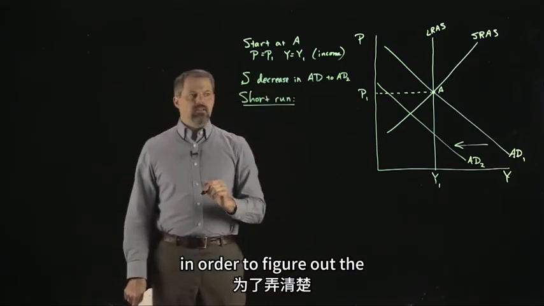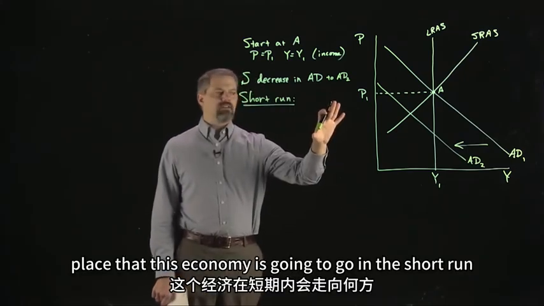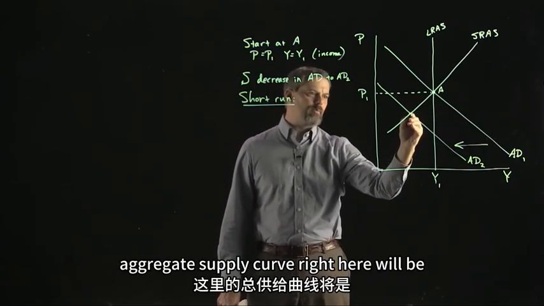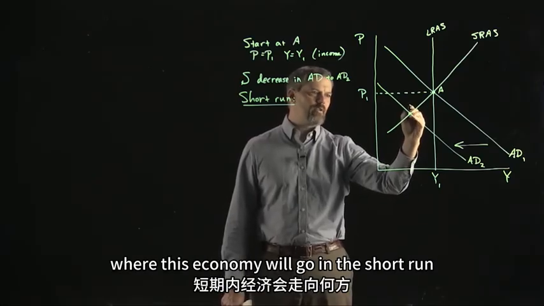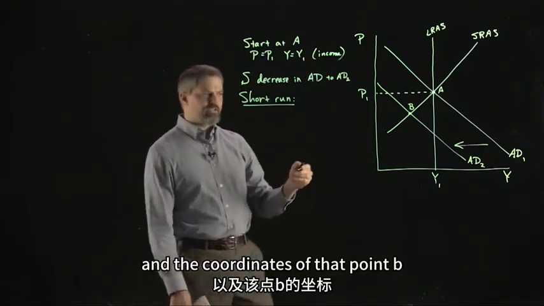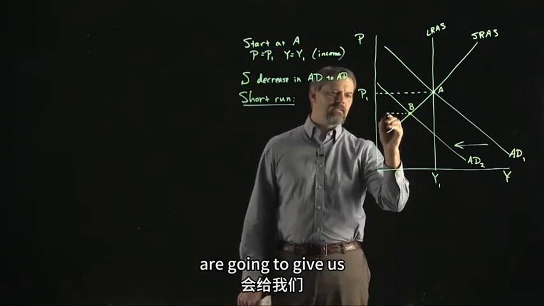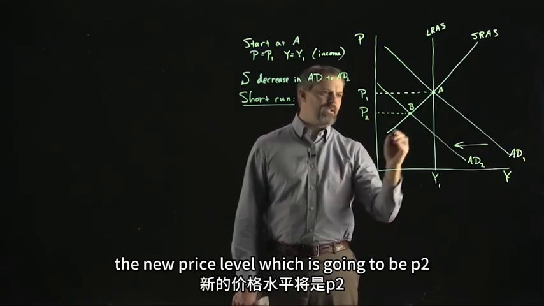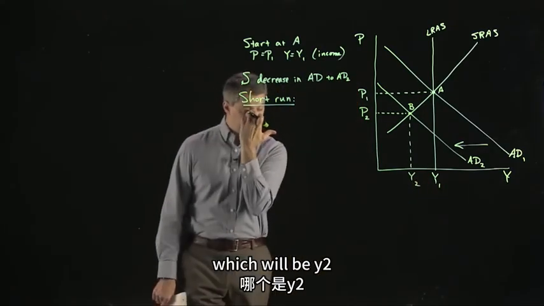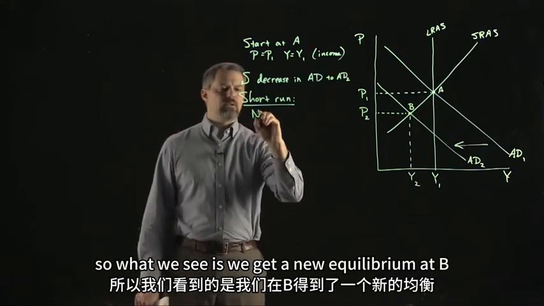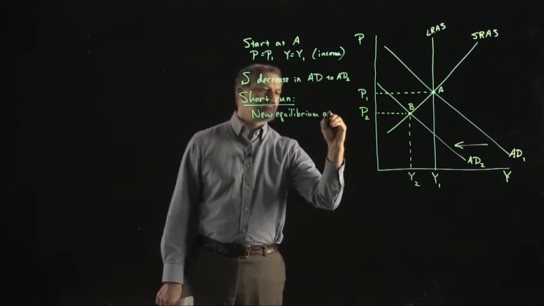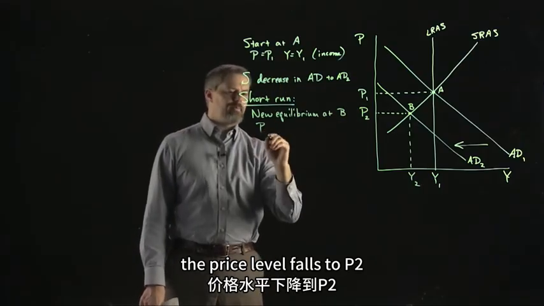In order to figure out the place that this economy is going to go in the short run, we need to look at the aggregate demand curve and the short run aggregate supply curve. Right here will be where this economy will go in the short run. I'm going to call that new intersection point B. And the coordinates of that point B are going to give us the new price level, which is going to be P2. It's going to give us the new level of real GDP, which will be Y2. So what we see is we get a new equilibrium at B. The price level falls to P2.